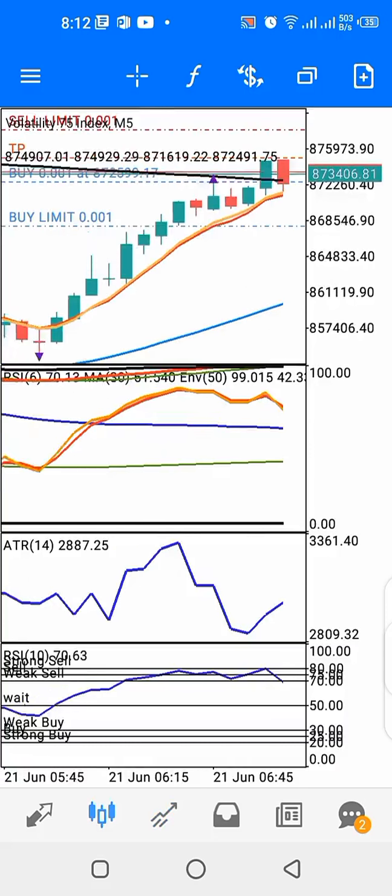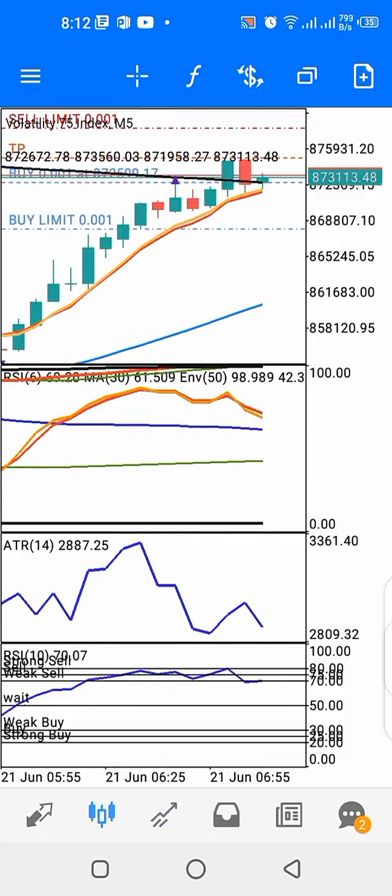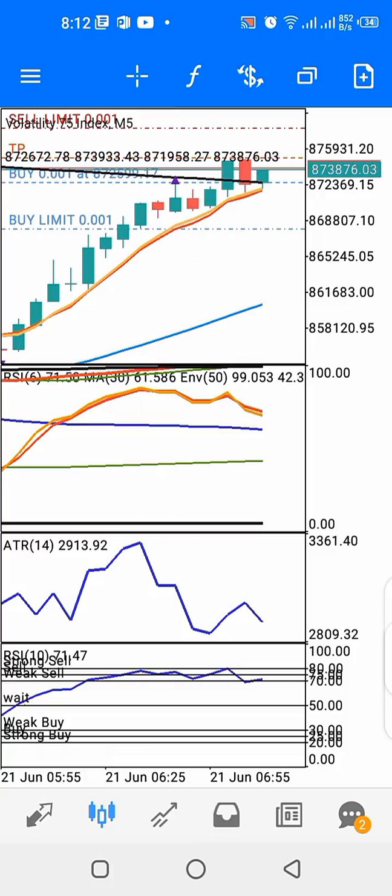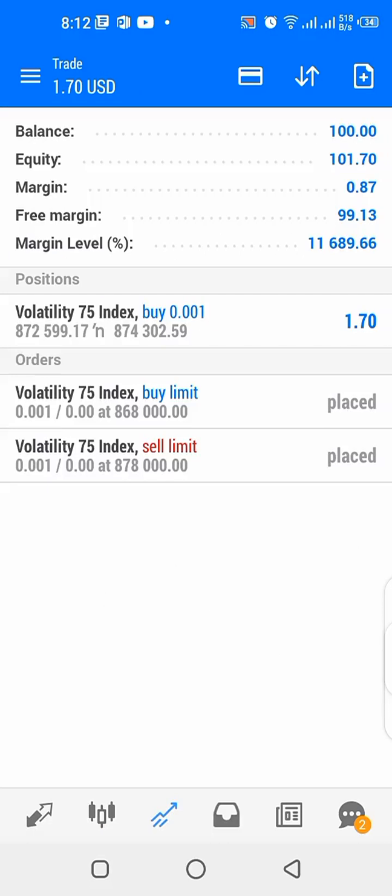Okay, although price has been moving in a bullish trend on the 5-minute chart, I wanted to scale some profit at the top of the bearish candle. Okay, think I am going for 20 pips. Okay, that should give me around $2.